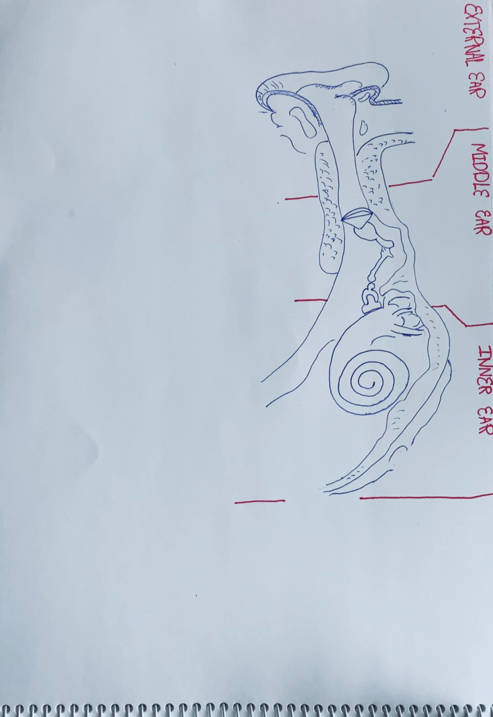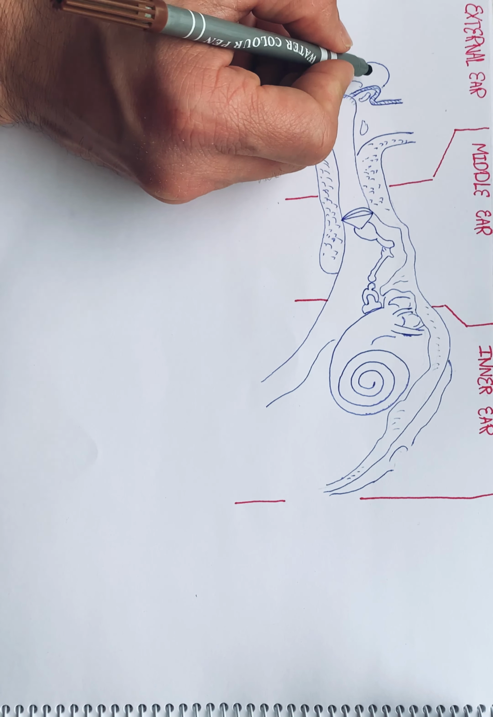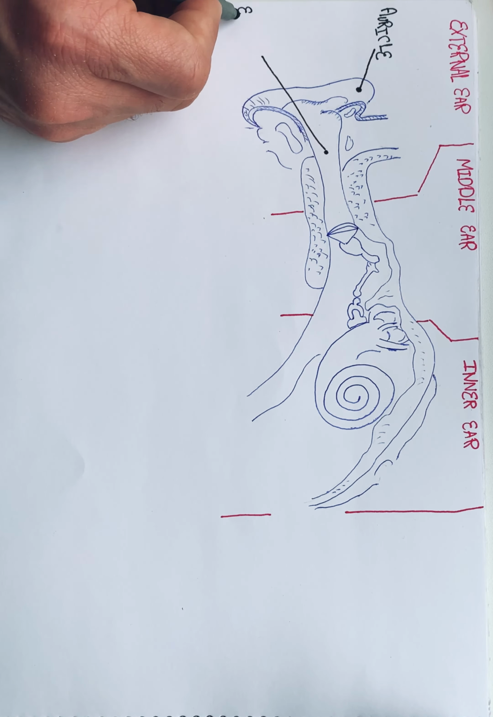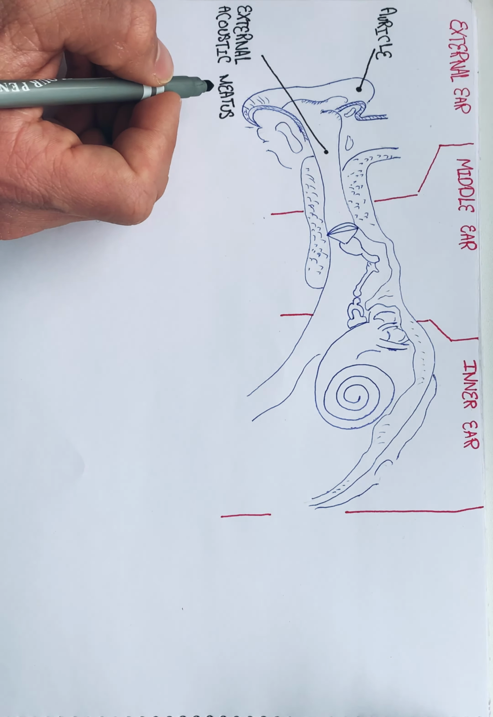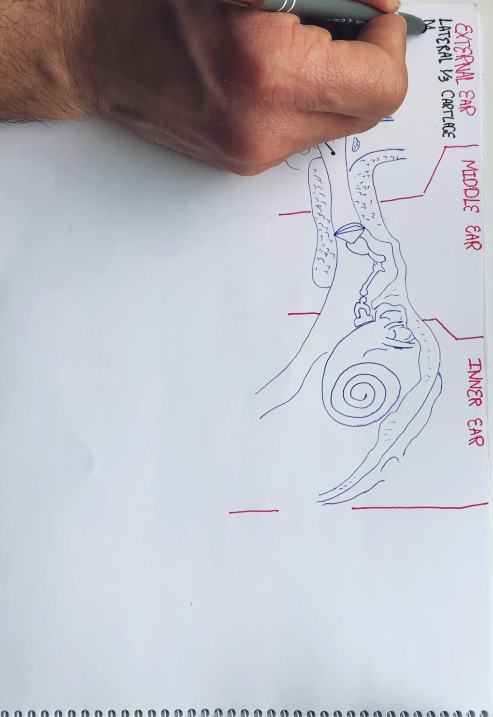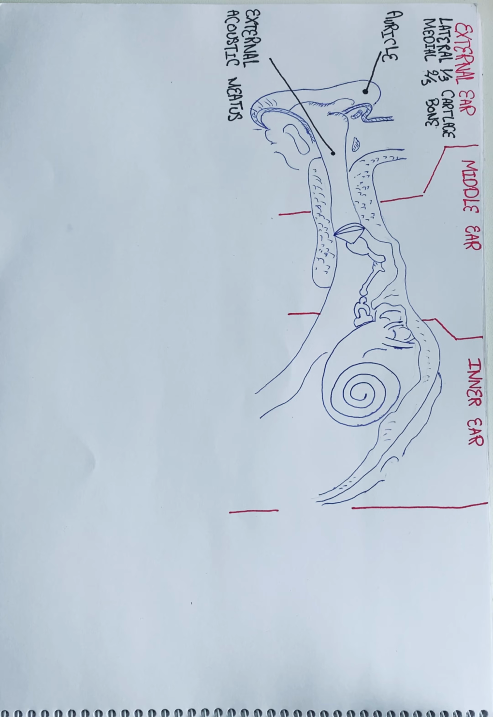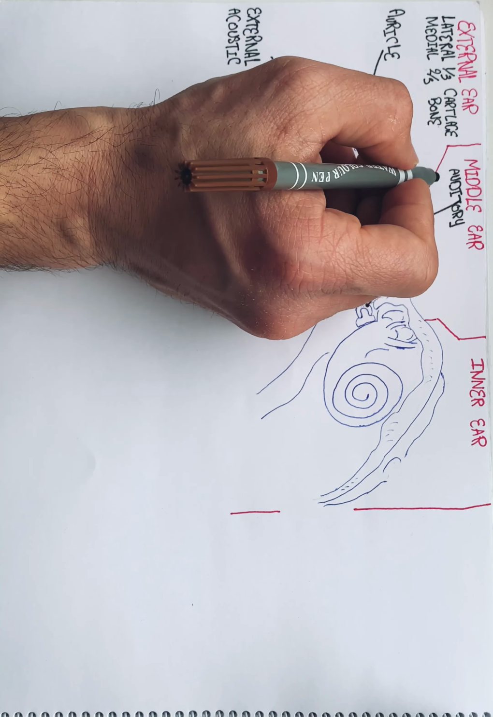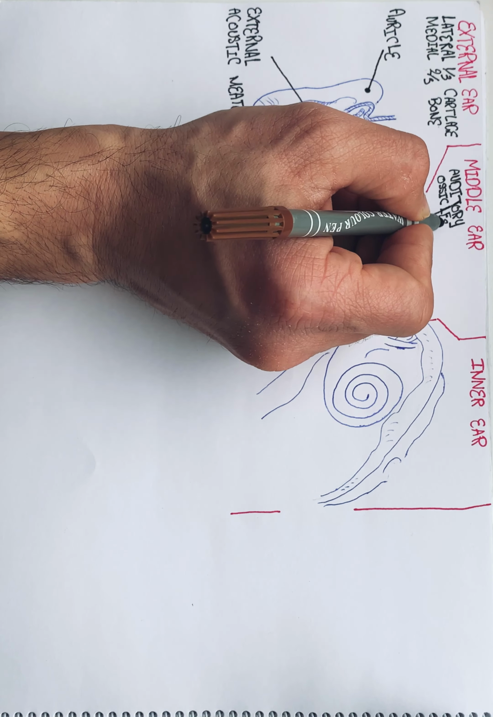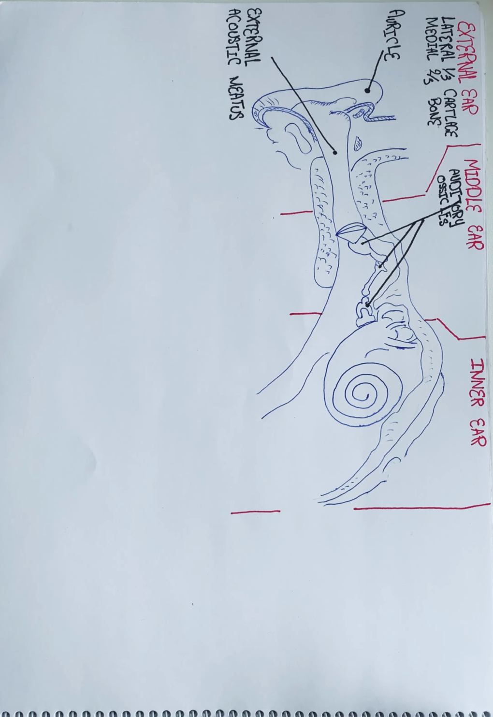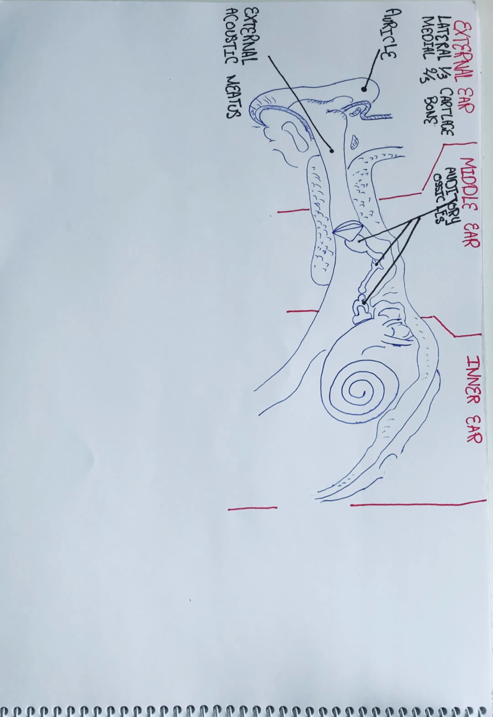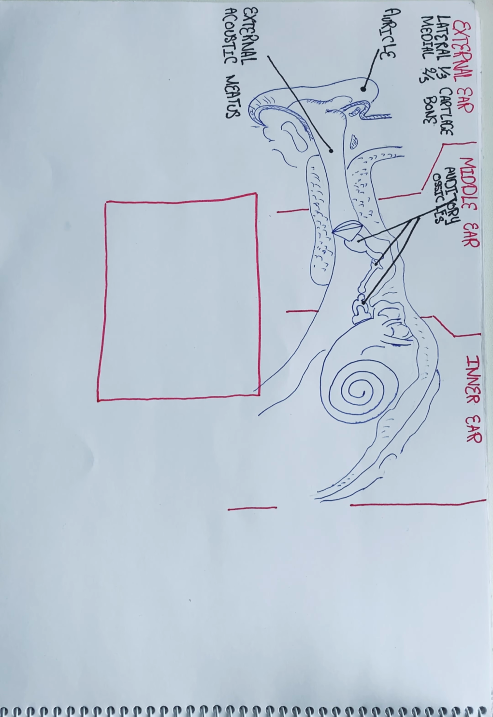So let us first look at the external ear. The external ear is composed of the outer auricle and external acoustic meatus. The lateral 1/3 of the external acoustic meatus is surrounded by cartilage, and the inner 2/3 of the external acoustic meatus, more medial, is made up of bone. Let us look at the middle ear, which contains three bones called the auditory ossicles. Let's look more closely at what makes up our middle ear.